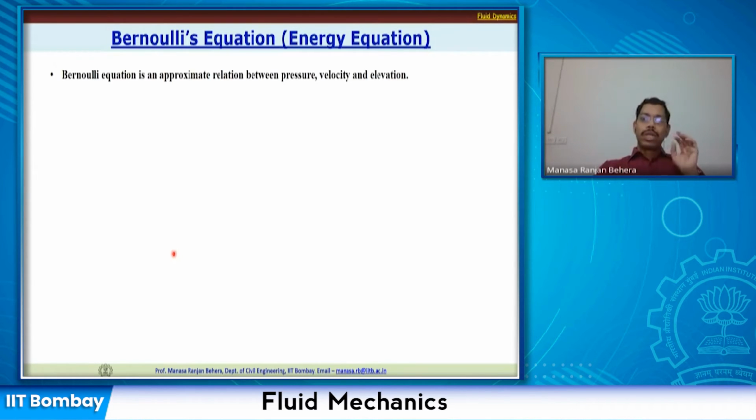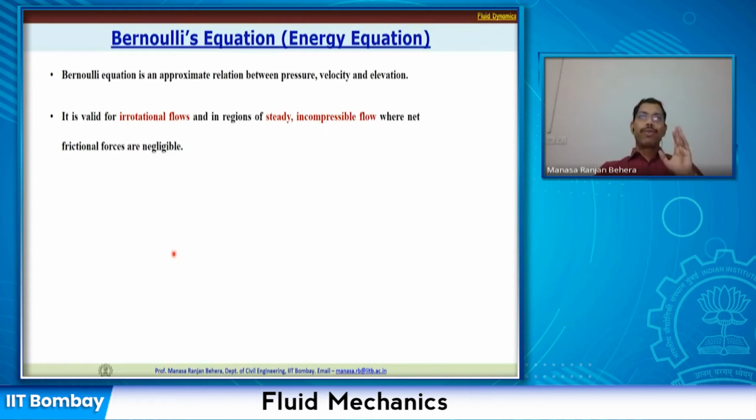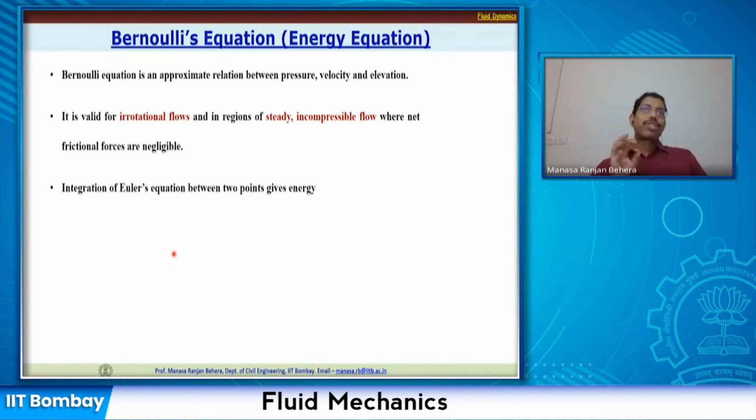It is valid for irrotational flows and in regions of steady incompressible flow where net frictional losses are negligible. The moment we say it's inviscid, there is no viscous effect, so the friction is going to be negligible. So please remember that it is valid for irrotational flows as well as steady and incompressible flow. Integration of Euler's equation between 2 points will give you the energy.